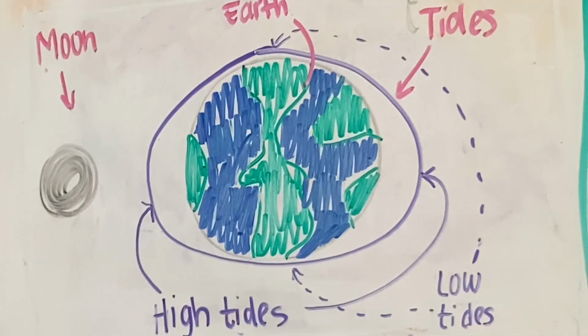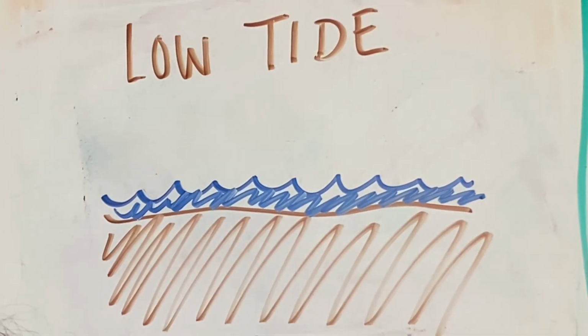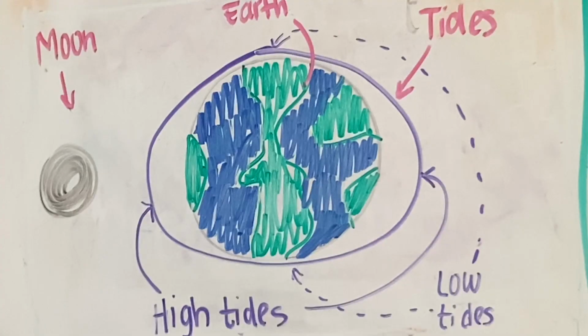The result of this difference in the tidal force is the stretching and squashing of the Earth, which is why we have the two tidal bulges. So on most coasts, in a single 24-hour period, you will experience two low tides and two high tides, just depending on where you are in relation to the moon.